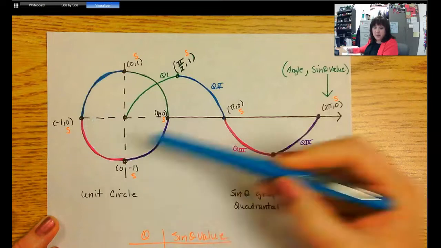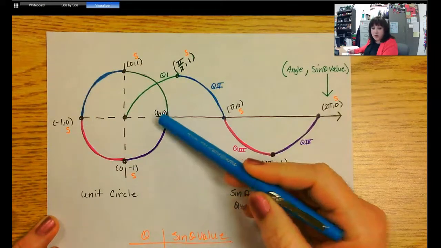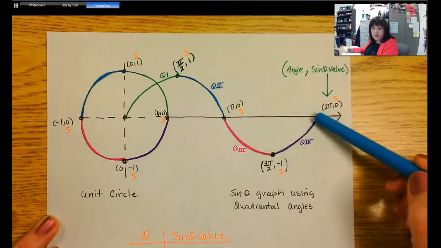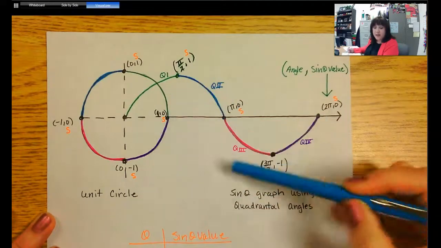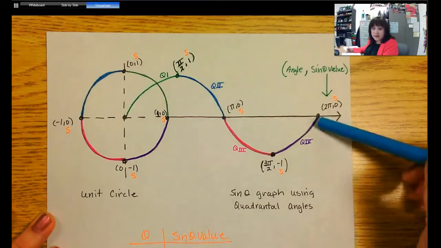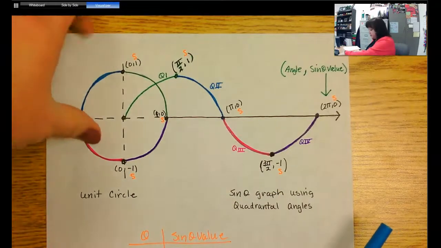The pink is the third quadrant. So you can see the pink quadrant is right here. And the fourth quadrant would be that last little piece. And once the graph gets right back there, it has completed one circle, or one revolution around the circle, and we have this nice sinusoidal curve, which is an S graph. So unit circle graph using the quadrantal angles.